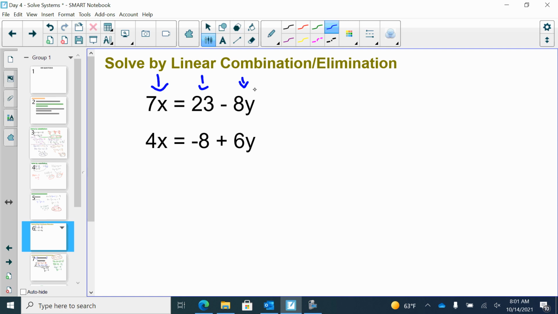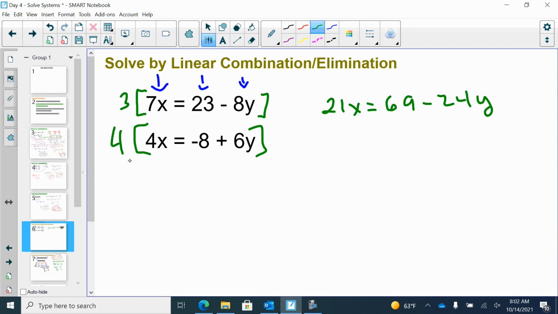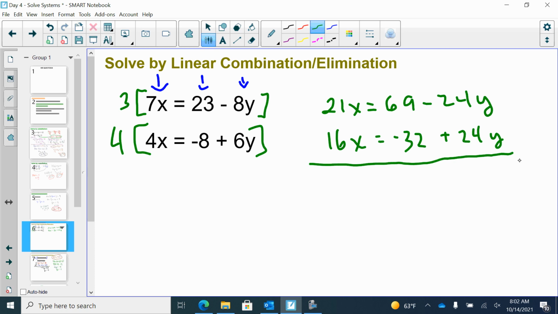So let's pick what we're going to do. We could change the x's, but I think changing the y's would be much, much easier. So let's change this one. 8 and 6 is 24, so let's go with a 3 here. So I got 21x equals 69 minus 24y. Let's do this one by a 4. 16x is negative 32 plus 24y. Let's add these up. 37x is 37. x is 1.